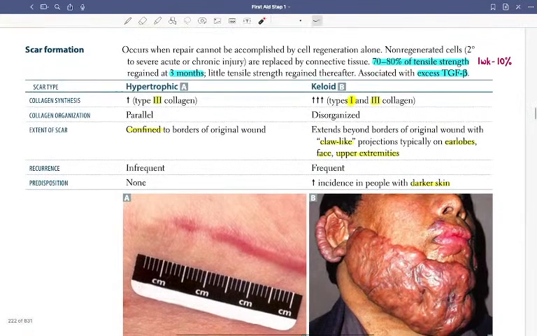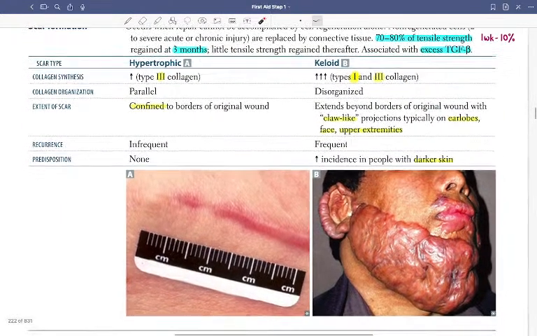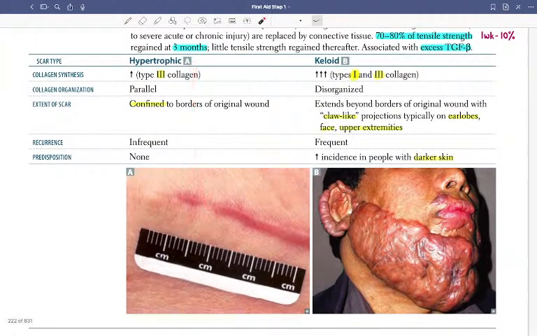Next is scar formation. Scar formation reaches 70 to 80% of the tensile strength, because of non-regenerated cells, secondary. In 1 week, 10% is gained, and 70 to 80% tensile strength is gained in 3 months. Excess TGF beta. TGF beta was healing, anti-inflammatory. So, hypertrophic versus keloid.